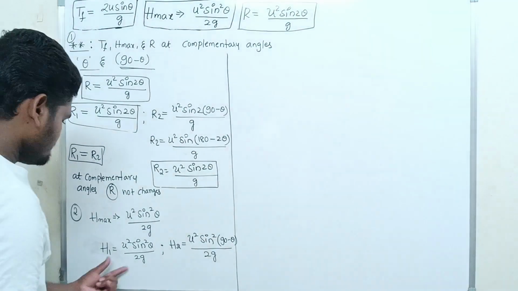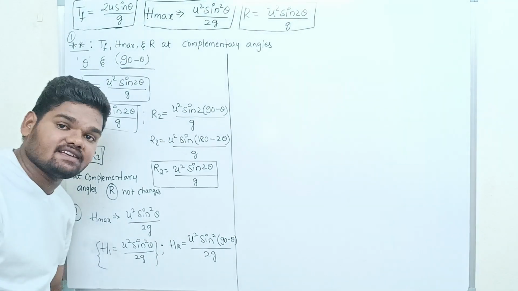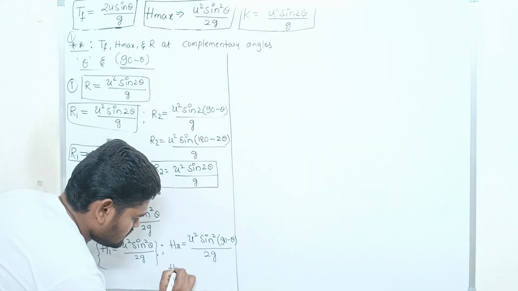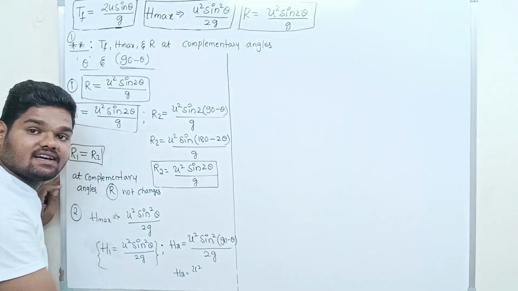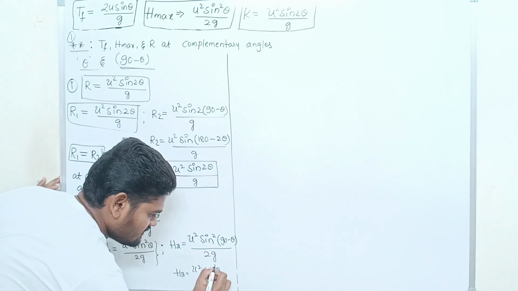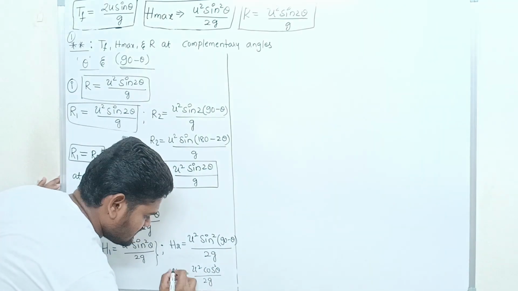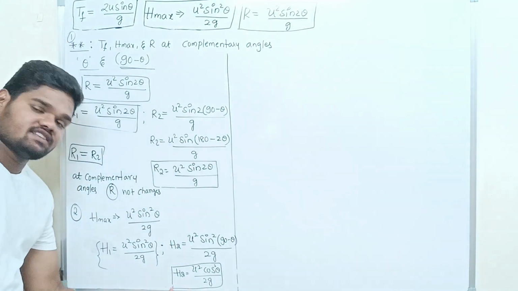Okay, right. So right here, the H1 value does not change, because theta is there. So here H2 is equal to u square sin(90 minus theta) whole square by 2g. Sin(90 minus theta) means what? Cos theta. Here the square is there. So cos square theta by 2g. Okay, here the H1 value is there, here the H2 value is there.